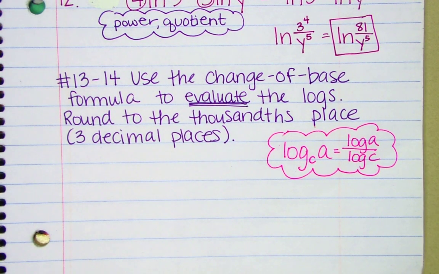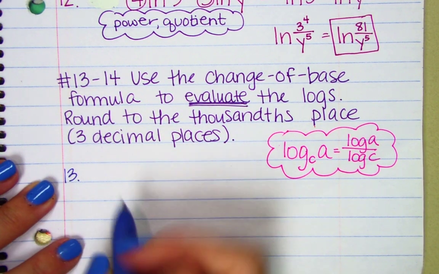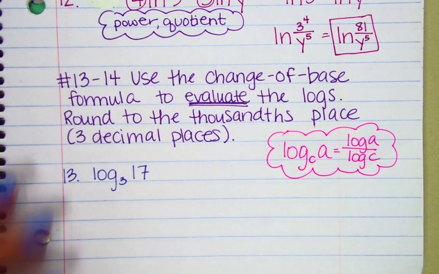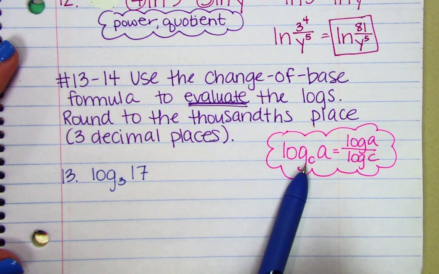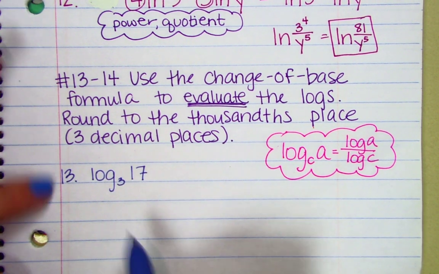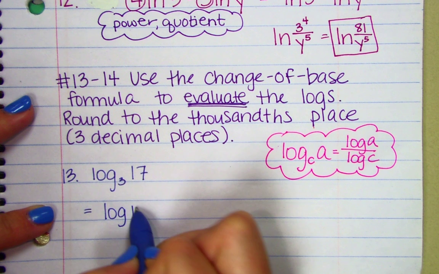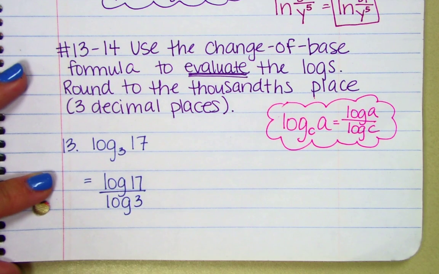Right, so for number 13, we're going to evaluate log base 3 of 17. And we're going to actually figure out 3 to the what power equals 17. Okay, it's going to be some sort of decimal. Using this formula, 3 would be C, 17 would be A. So when I plug it in, I'll do log 17 divided by log 3 in my calculator.